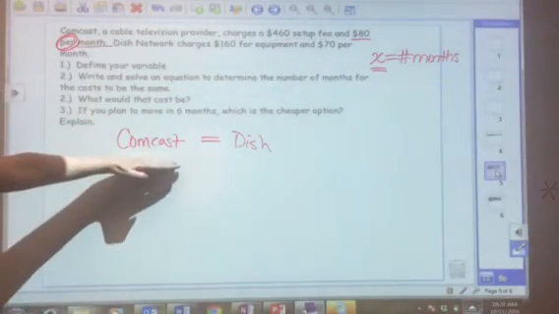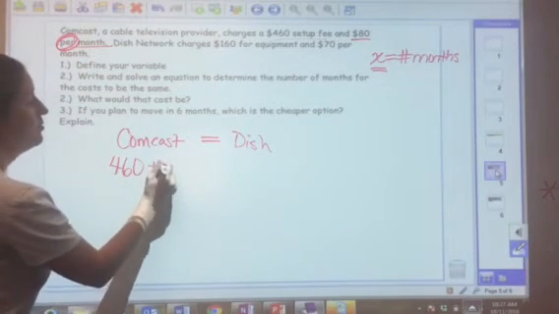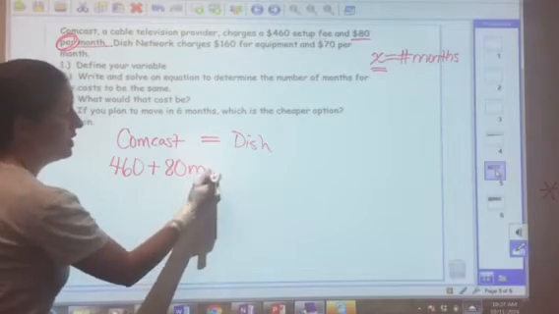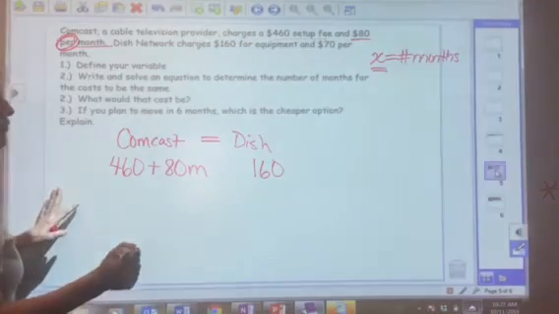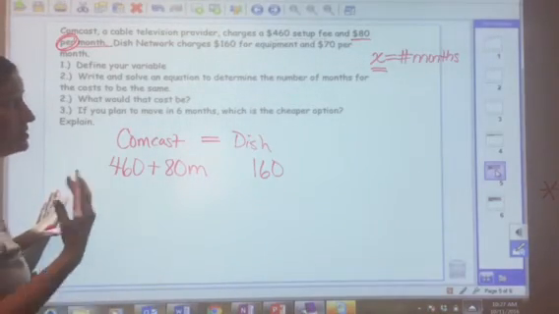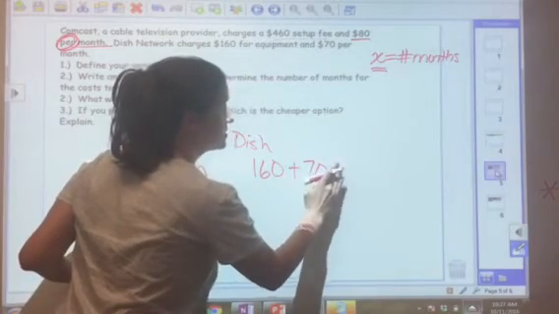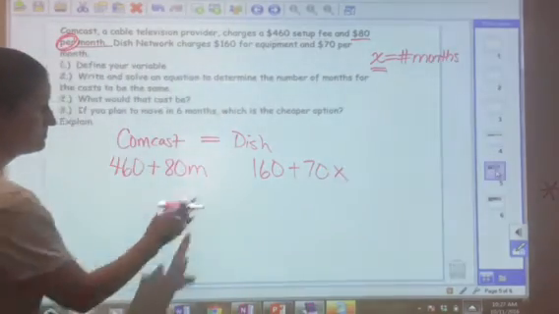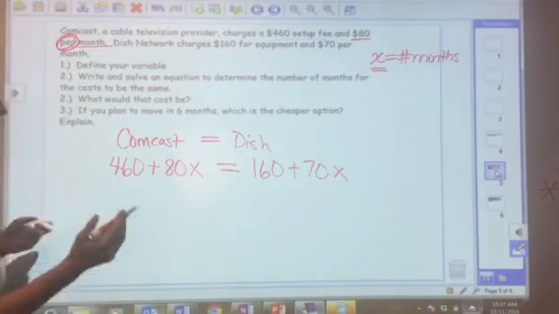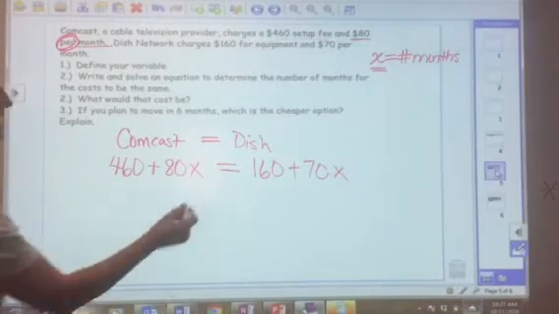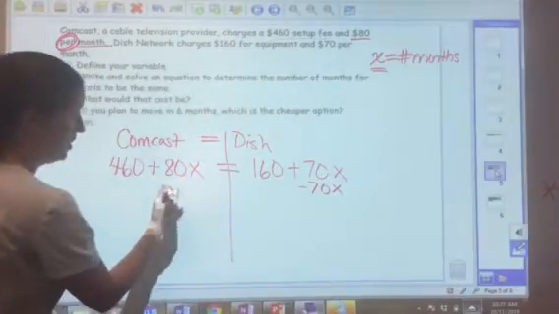How do we figure out how much Comcast charges? It says they charge a $460 setup fee plus $80 per month. And Dish Network charges a $160 fee for equipment, so you only pay that once, so that's your constant, and $70 per month. I used x to represent the number of months. When will they be equal? So now we have an equation with variables on both sides. I'm going to get all my variables on one side of the equal sign, so I'm going to subtract the smaller one.